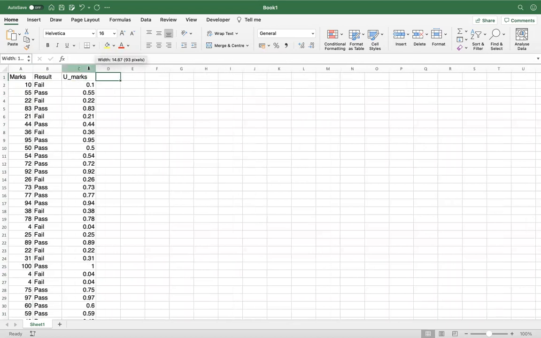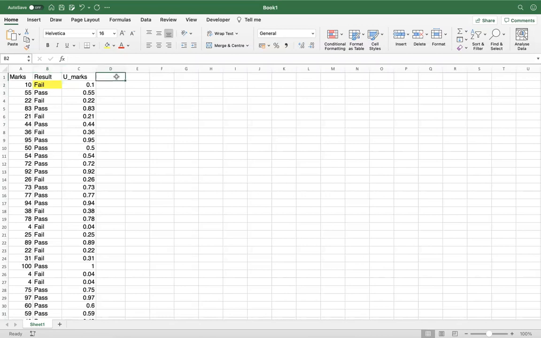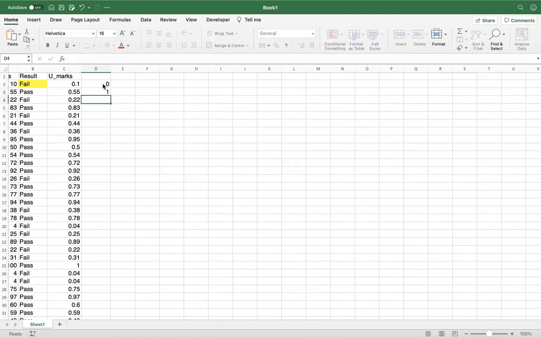This student already failed in the examination. I already know that. So if somebody asks, what are the chances for this student to pass the examination? What do I say? 0. Okay. This student passed the examination. So what are his chances for passing? 100%.